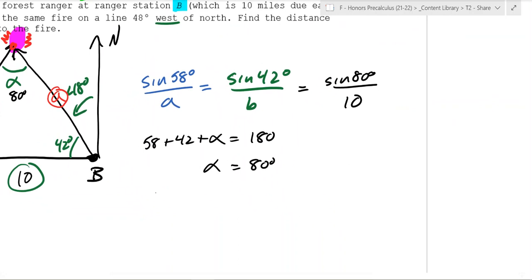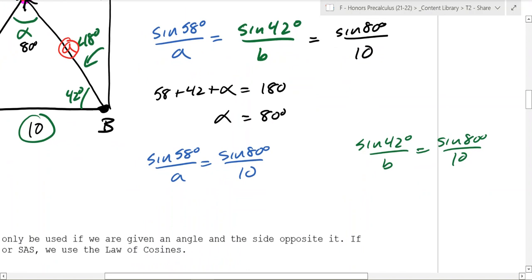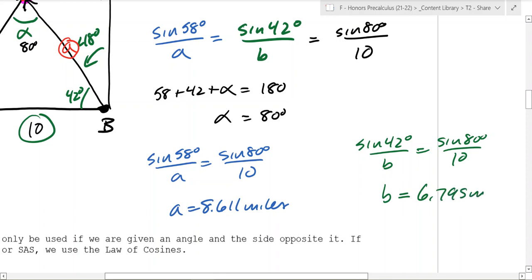So here's the first one here. You know that sine of 58 degrees over A is equal to sine of 80 degrees over 10. And it also tells you that sine of 42 degrees over B is equal to the sine of 80 degrees over 10. You'll need your calculator because these aren't, quote, nice trig values. But when you cross multiply and you solve, you end up with A is equal to 8.611 miles. And for B, when you cross multiply and divide, you end up with 6.795 miles.